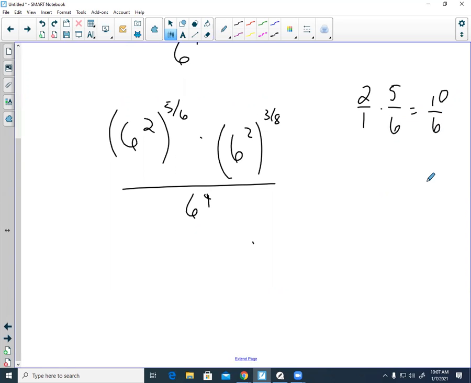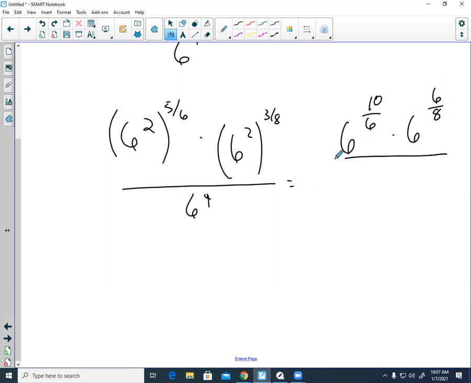So please do not multiply top and bottom, because that's one of the most common things that I see in these problems. They're just big issues. Because really, if you multiply both the top and the bottom by 2, you're not changing the fraction, right? 10/12 is equivalent to 5/6, so you're not actually changing it. So what I'm going to do is multiply straight across the top and then straight across the bottom. So my first one will turn into 6 to the 10/6 times 6 to the 6/8 over 6 to the 4th.